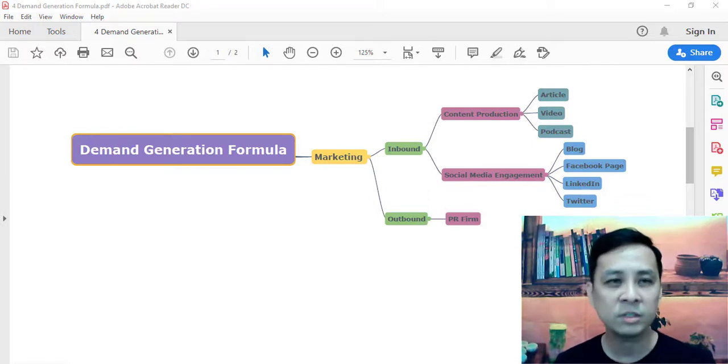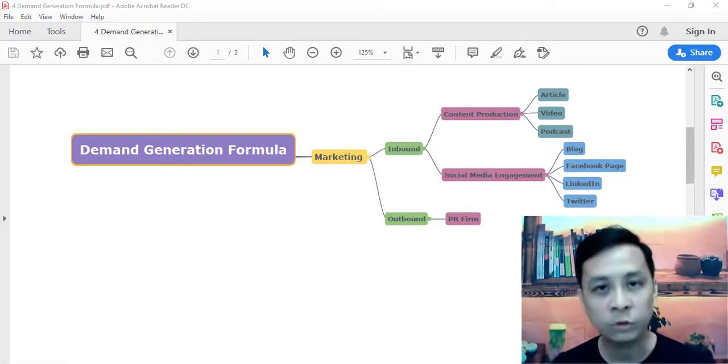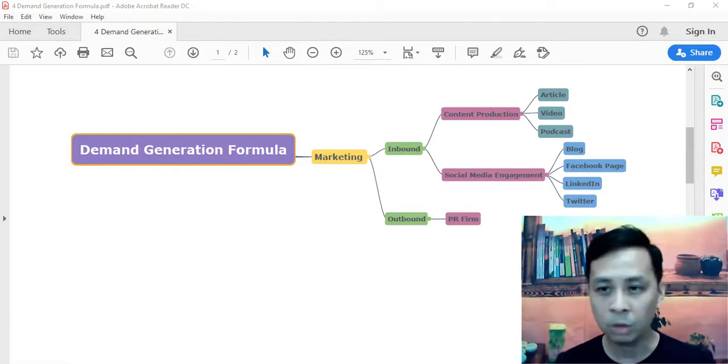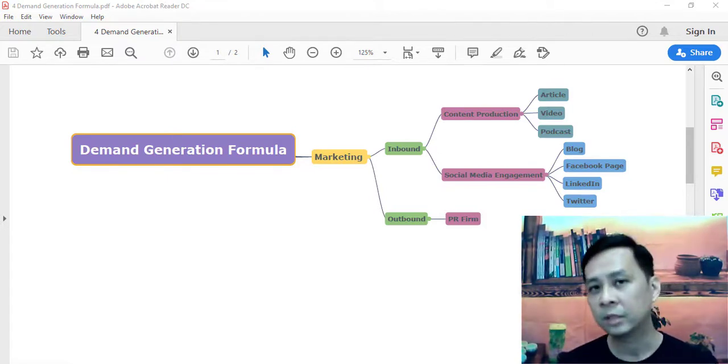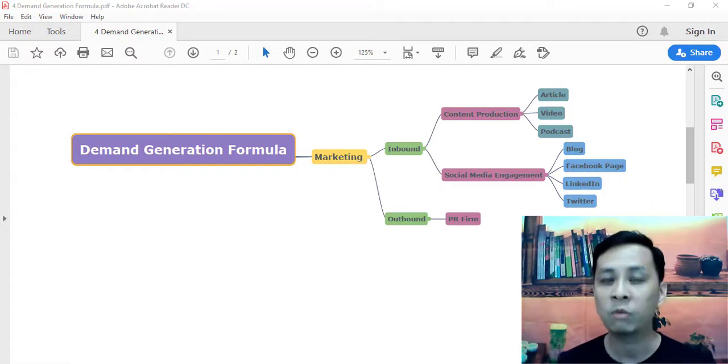So with consistent content production, you can send emails to a client with different types of information or value-add content. At the same time, inbound marketing can also consist of social media engagement, where you have your own blog. You can publish it onto your blog, your Facebook page, your LinkedIn page, or your Twitter. All this keeps the customer knowing that you're in business, and that you have a lot of value to provide to the marketplace.